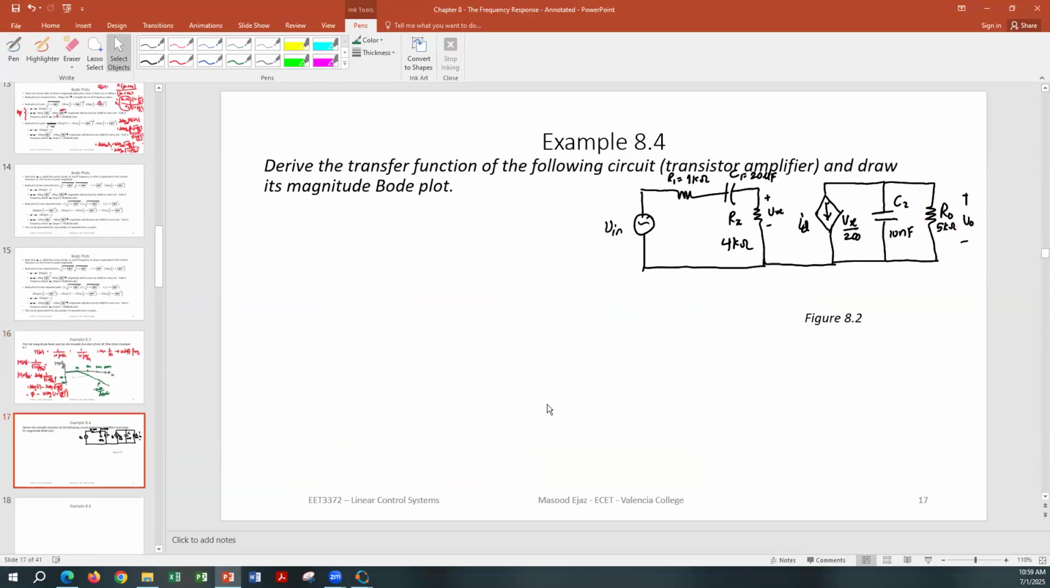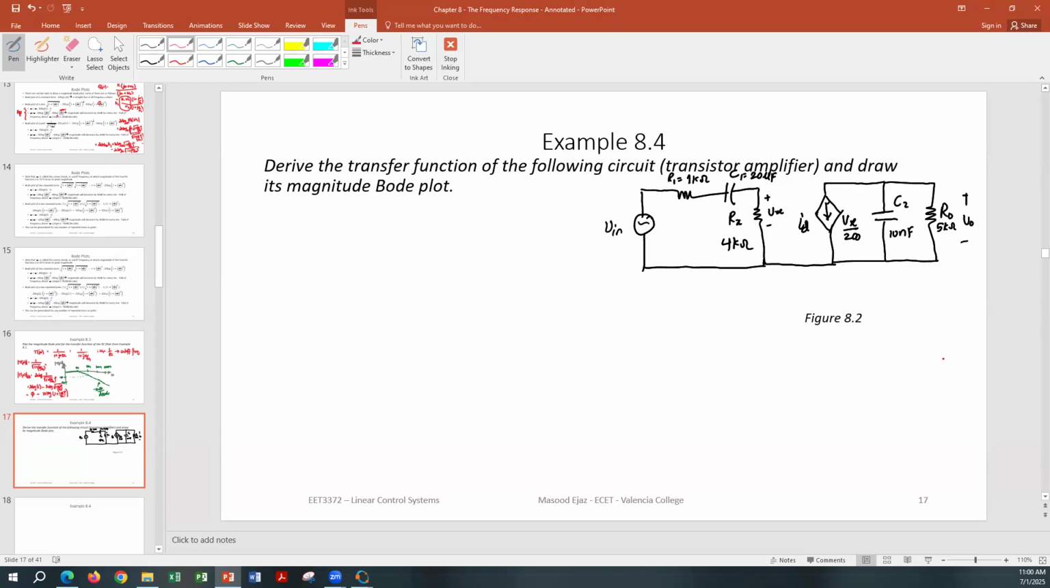Example, next page, right here. Derive the transfer function of the following circuit. This is a transistor amplifier, and draw its magnitude Bode plot. So we have R1, we have R2, a dependent source. That's an amplifier, of course. This right here is a transistor. And then you have C2, you have R out, and V out. This is 5 kilo ohm, 10 nanofarad, and 4 kilo ohm and 1 kilo ohm.